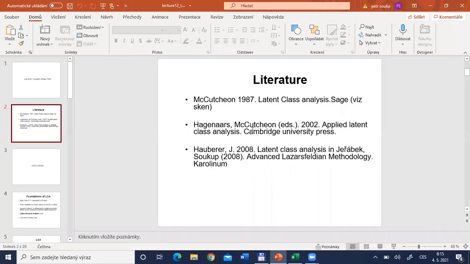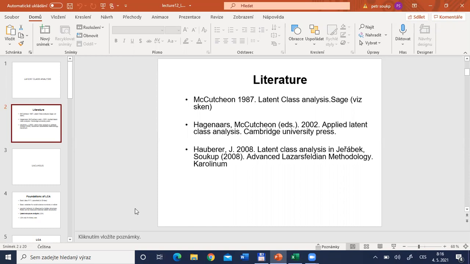The next source is the Hagenaars and McCutcheon edited book called Applied Latent Class Analysis, published by Cambridge University Press. If you would like to be an expert in the field of latent class analysis, this is the best book you should have. And if you would like to find a source which was also published in the Czech environment, but be careful, not in the Czech language, you can find the chapter from Julia Hauber, called Latent Class Analysis, in a book published and edited by Jirábek and Soukup in the publishing house Carolina. So these are possible sources.